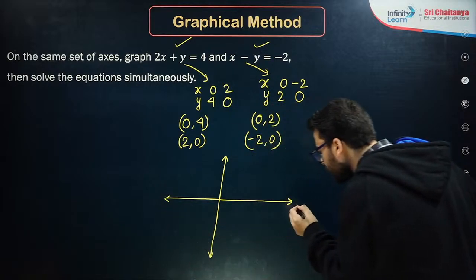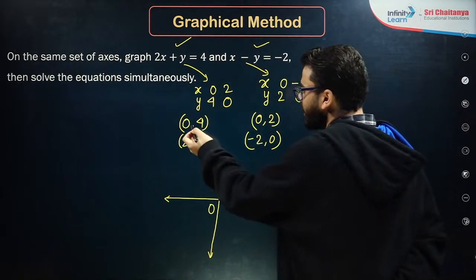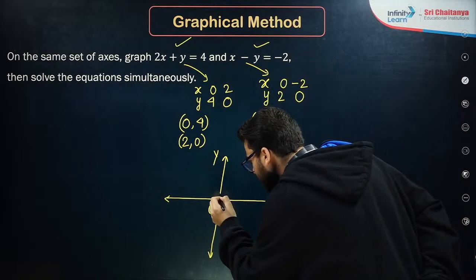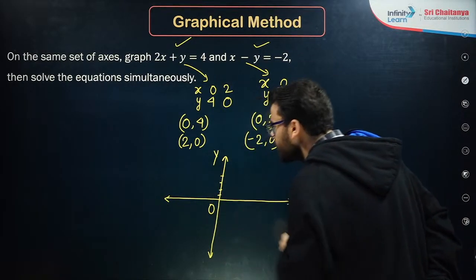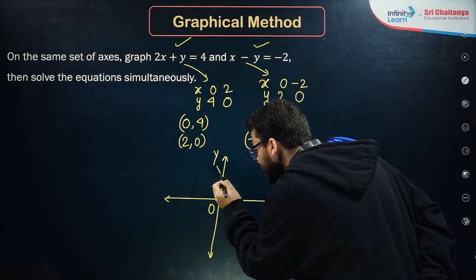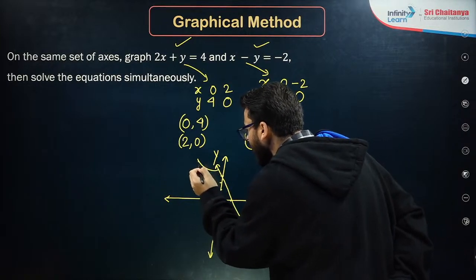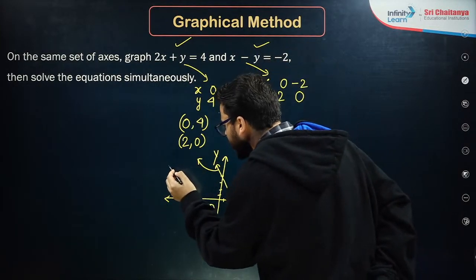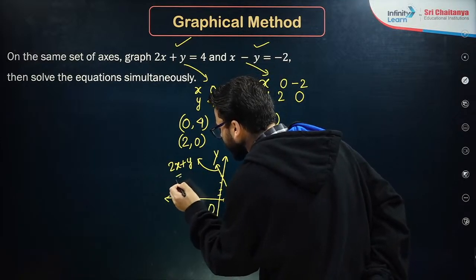That it can also be asked. So this is the x-axis, y-axis and the origin. The points are 0, 4 and 2, 0. Somewhere over here, 0, 4 and 1, 0, 2, 0. So this is the graph of the first linear equation, right? Tell me. This is the graph of this linear equation, 2x plus y is equal to 4.